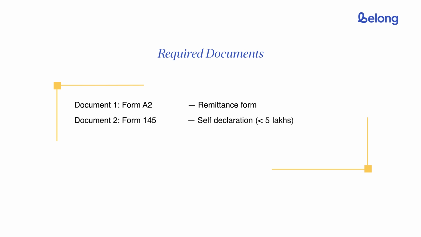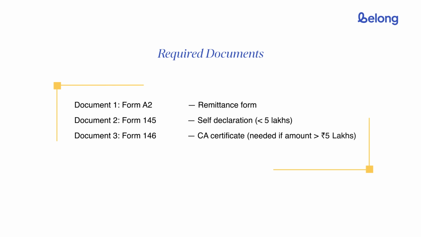Yeah, the documents that I mentioned were basically a Form A2, which is a self-declaration. What is the remitter's name? What is the remittee's name? What is the bank account and all those things. Second is Form 145, which is self-declaration. Now, this will suffice if the transaction is below 5 lakh rupees in a particular financial year.